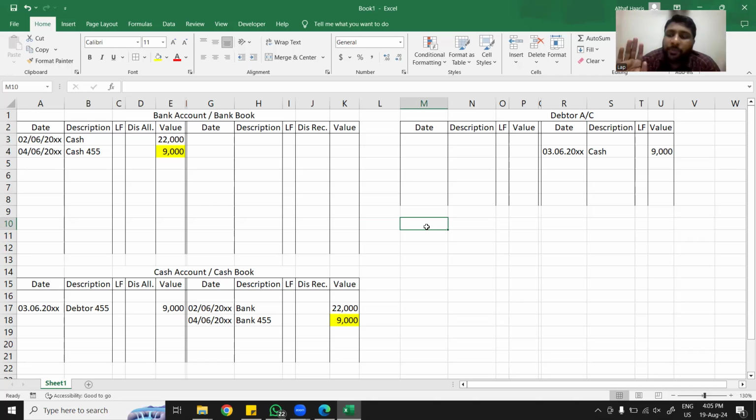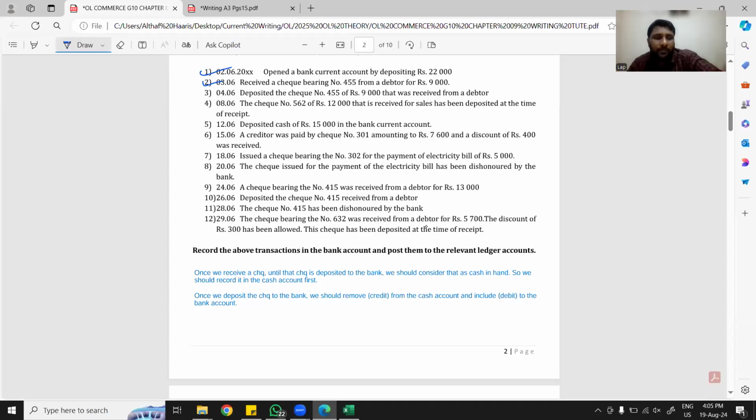So everyone tell me now, once you receive a check, you will put it to the cash account or to the bank account? First you will record it in which account, once you receive a check? Good. To the cash account. If you deposit the same check, remove from the cash account and put it to the bank account. Okay, now that's it. Next one.